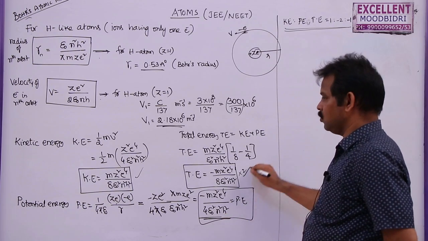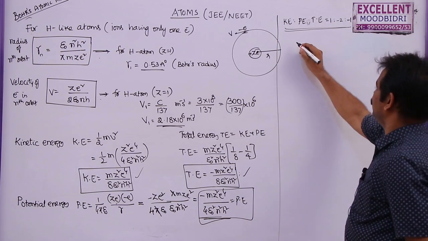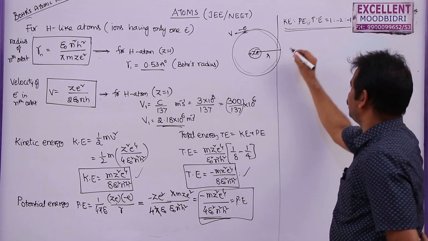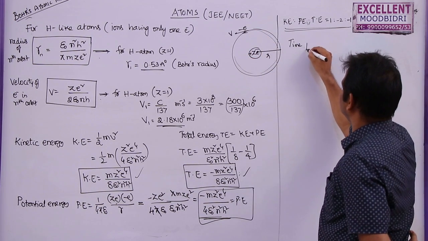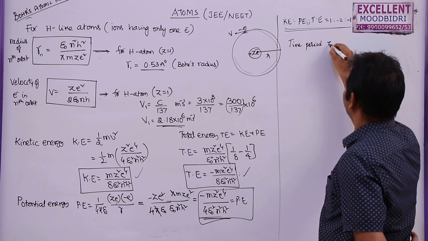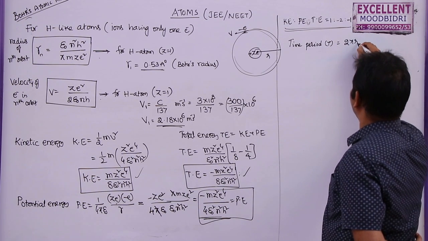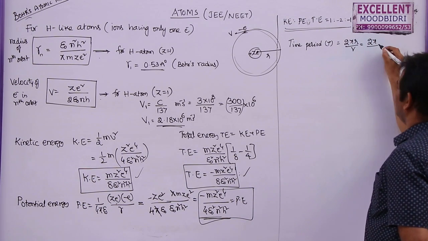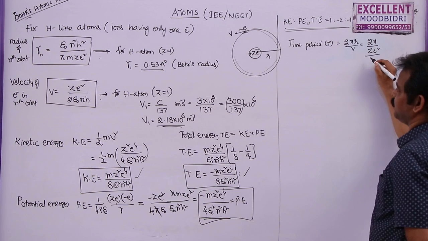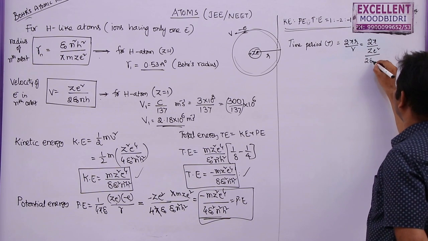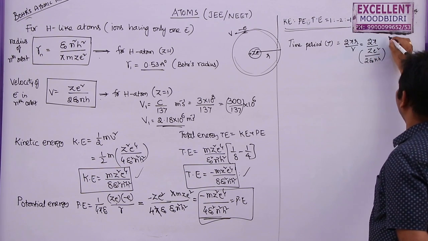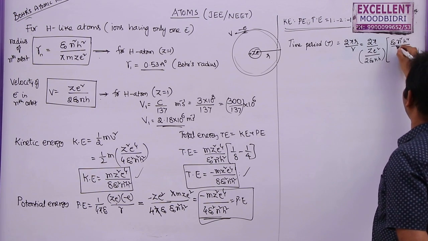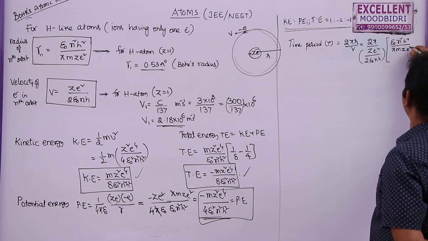After that we have the total energy, and now we will find the time period of this electron to revolve in this orbit. Time period is given by T is equal to 2 pi r by v. Here v is equal to Z e square by 2 epsilon naught n h, and the radius is equal to epsilon naught n square h square by pi m Z e square.